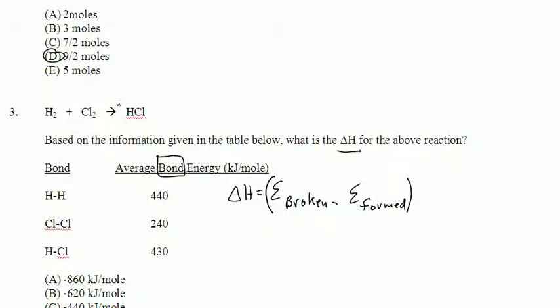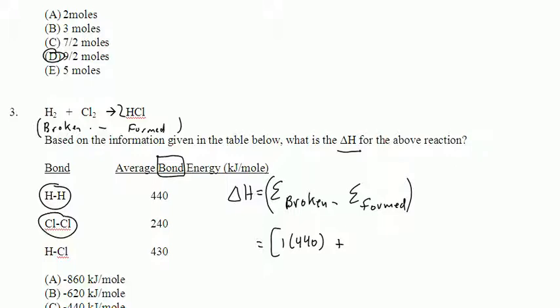I'm going to make sure the reaction is balanced, and actually it wasn't. We needed a 2 there. That was my bad. That should have been there. We're going to plug it in. Notice that these are the things that are broken, and the products are the things that are formed. H2 is right there. We do have one of those at 440 kilojoules required to break that. There's Cl2. We do have one of those as well, 240. And we have 2 hydrochloric acids that are formed at 430 each.